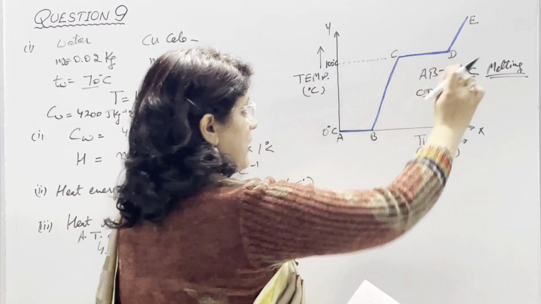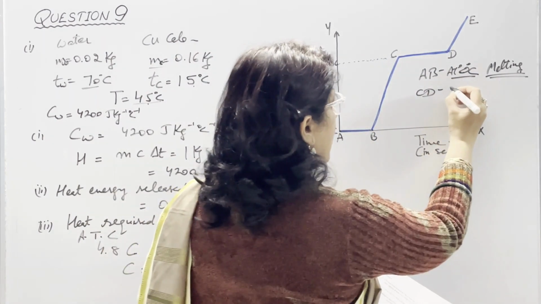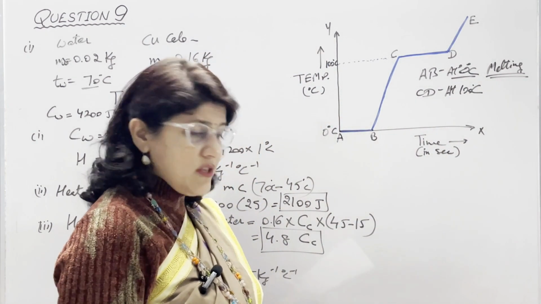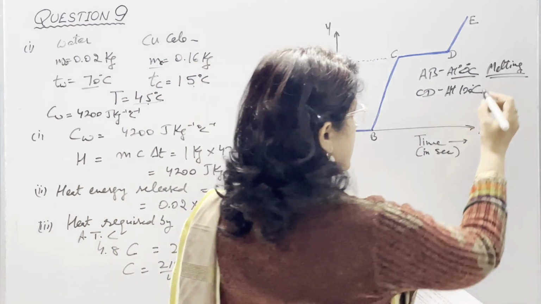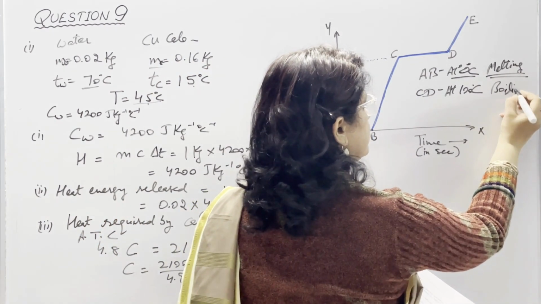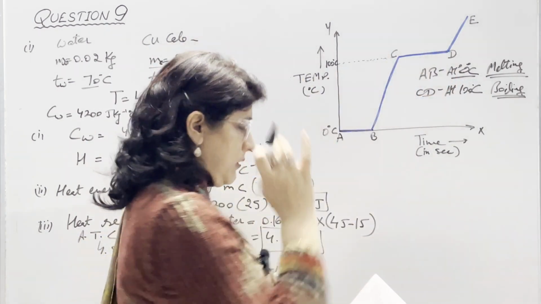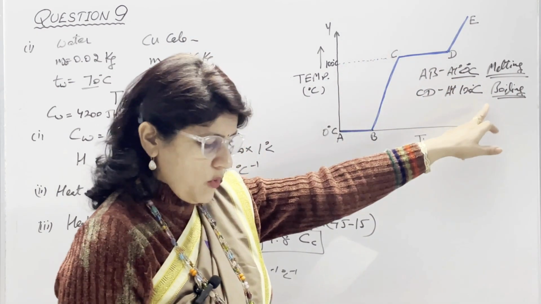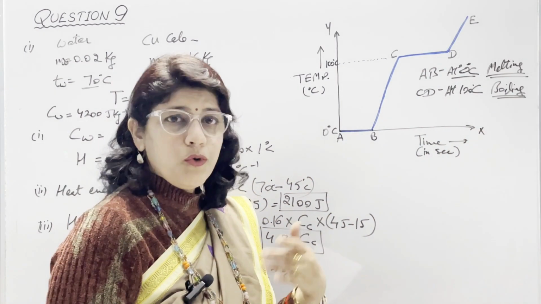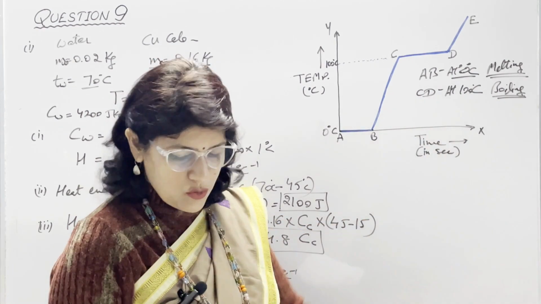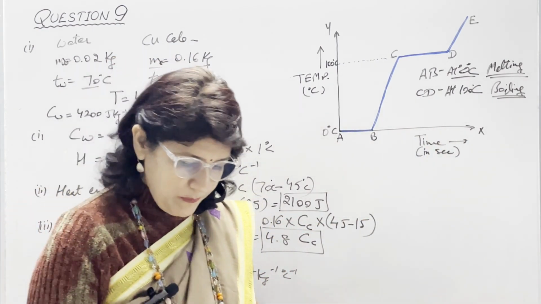And then CD phase, at 100 degrees Celsius, and this phase is showing boiling or you can say vaporization. So this is melting phase, this is boiling phase, and in vaporization or boiling phase, liquid is boiling to convert into vapor. These two phases you need to show in this second part.